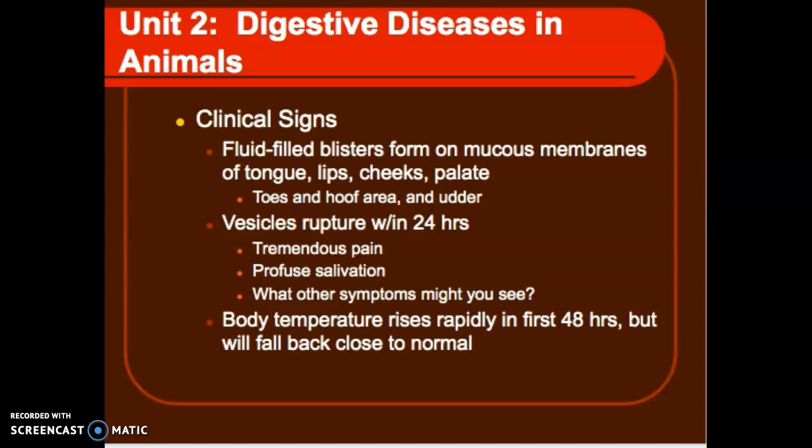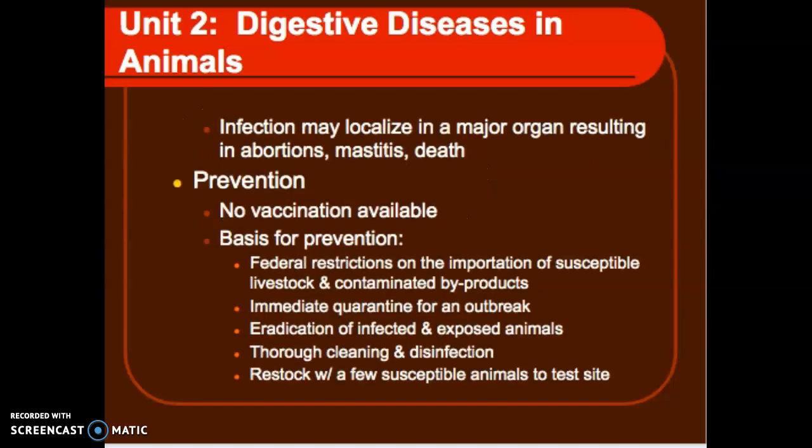I asked the question here, what other symptoms might you see? Well, clearly they're going to be off feed. They're probably going to be rather listless. They're going to lag behind the herd. All of these symptoms let you know you've got a fairly serious disease on your hands. The body temperature is going to rise really quickly and extremely high within the first 48 hours, and then fall back close to normal, and that's something you would then be really concerned about. You might see the infection actually localized in a major organ. You might see abortions, mastitis, etc.